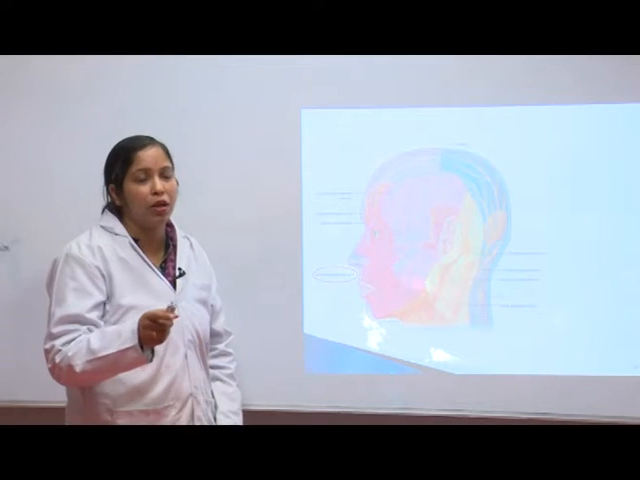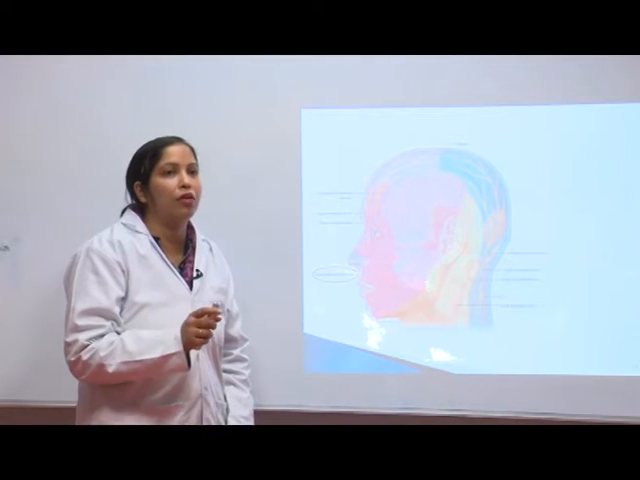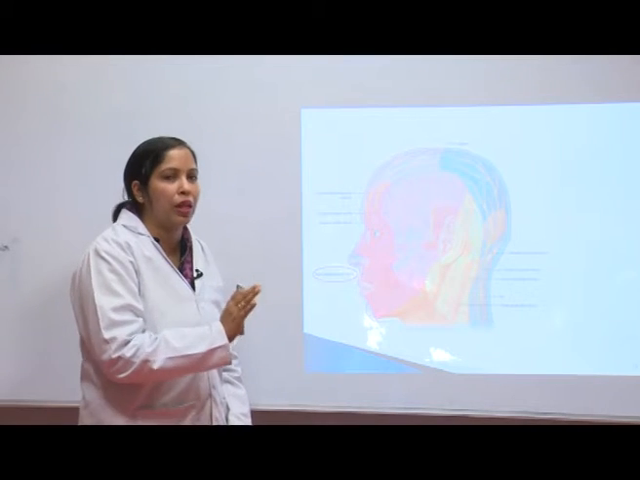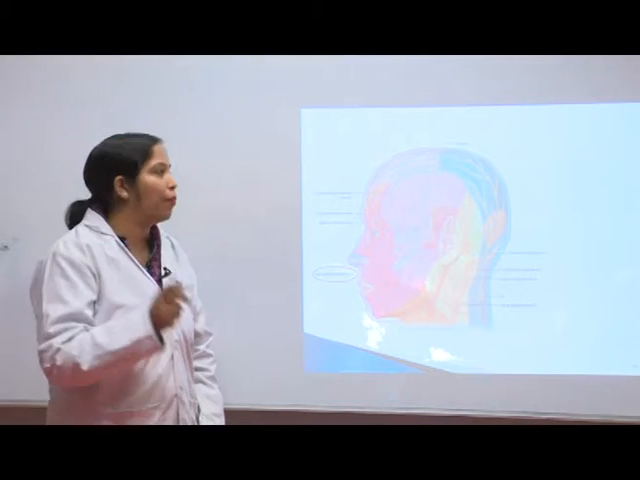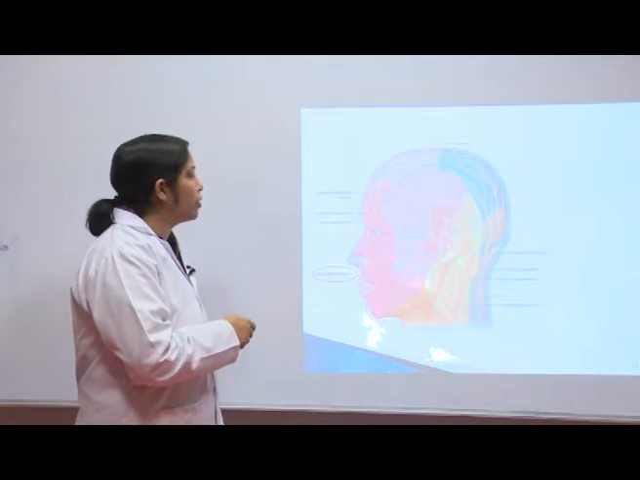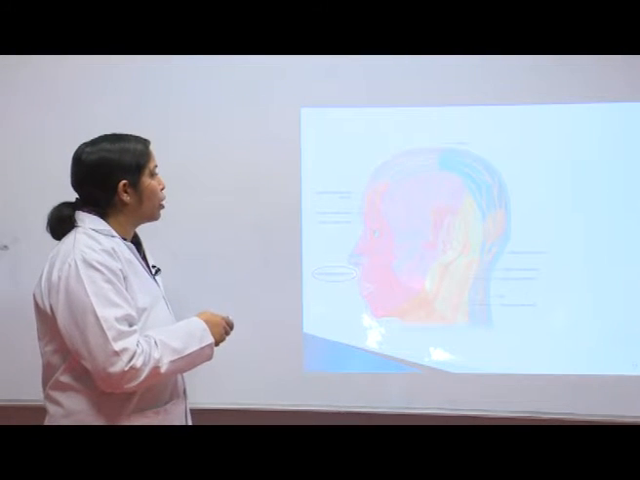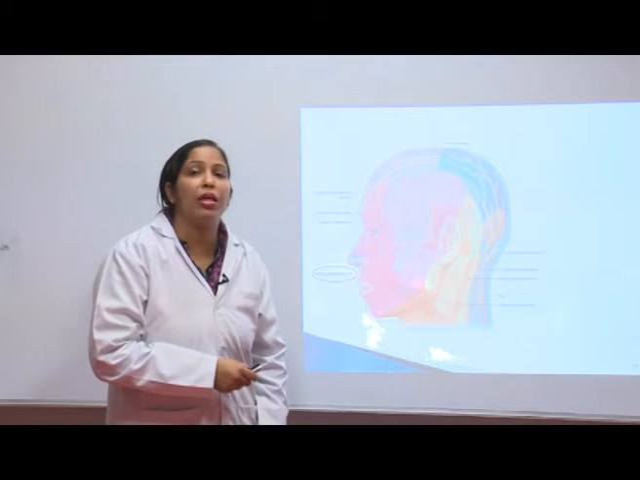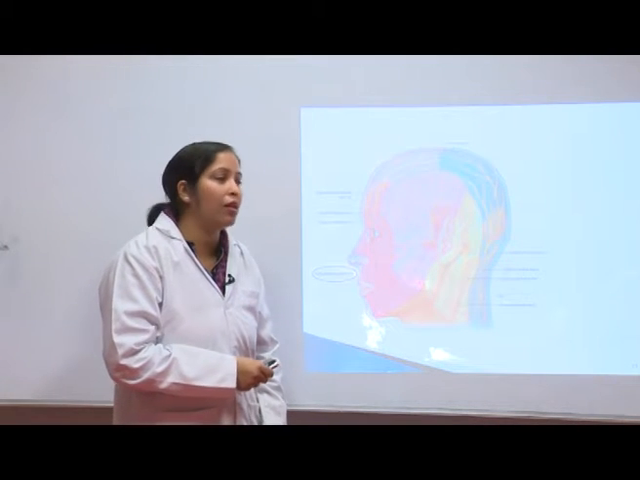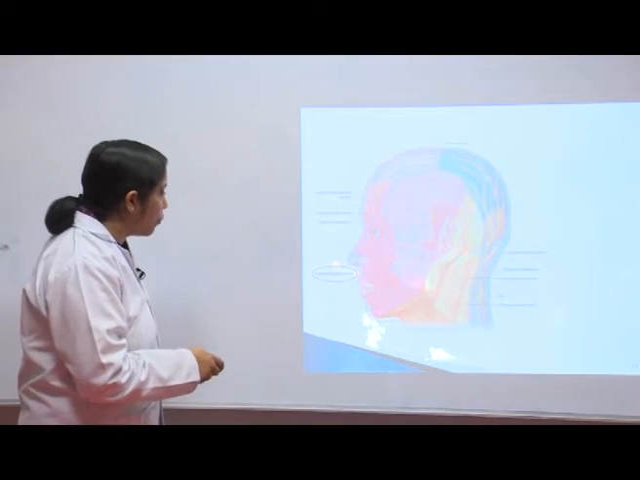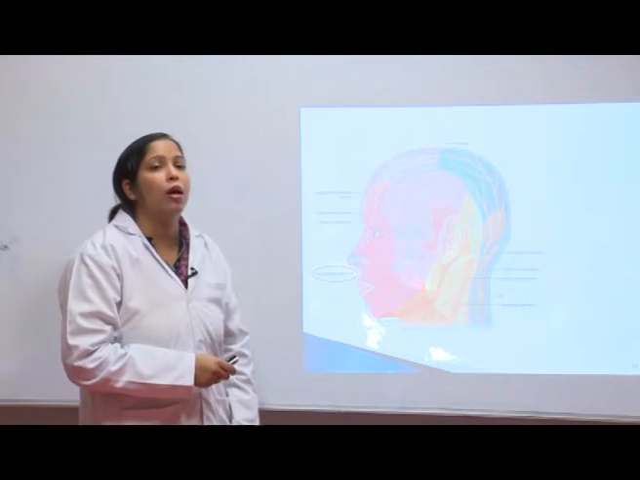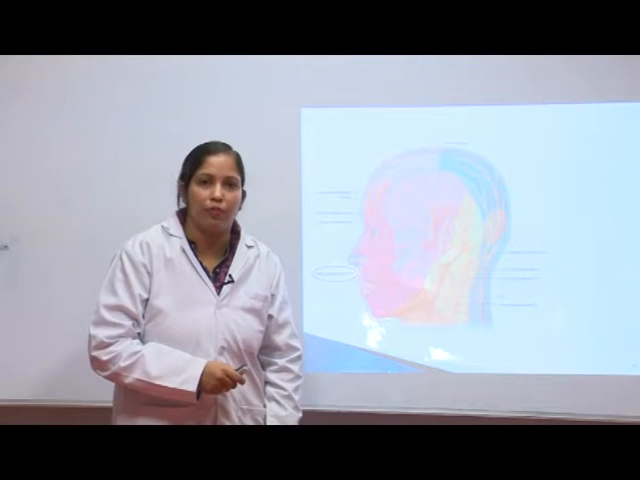The trigeminal nerve is the 5th cranial nerve, which has 3 divisions: ophthalmic, maxillary and mandibular. So these 2 are the branches from the ophthalmic division. Now the zygomaticotemporal nerve is a branch from the maxillary division of the trigeminal nerve, while the auriculotemporal nerve is a branch from the mandibular division of the trigeminal nerve.